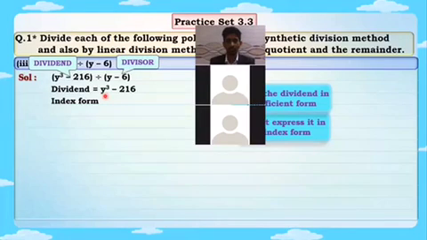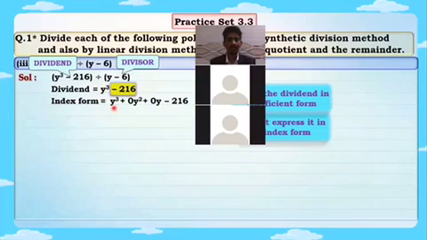No. Raised to 3 के बाद कौन सा पावर होना चाहिए? Raised to 2, but it is missing. Raised to 2 के बाद raised to 1 होना चाहिए, it is missing. So let's introduce the missing term with the help of coefficient 0. So your index form का answer should be y cube के बाद we are going to write plus 0 y square, it is y over there, plus 0y, missing term, and then the constant term, that is minus 216, it is already there.